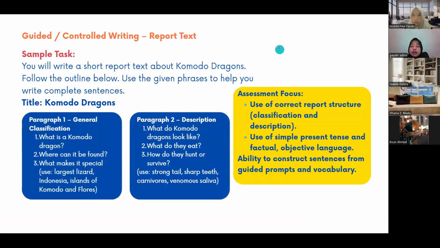Actually, there are four types of questions. The first one is guided or controlled writing. I still use the report text material, so that it focuses on developing the task, and the material is report text. This is the first sample.